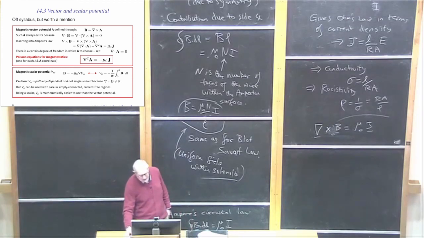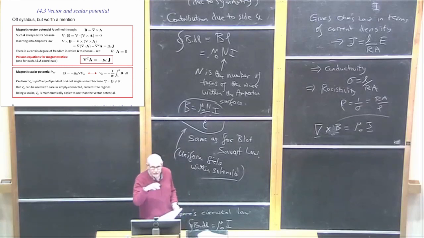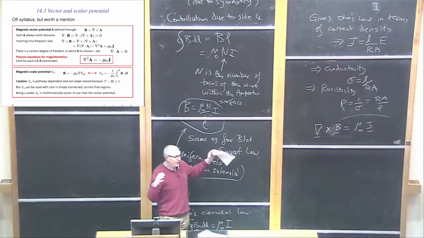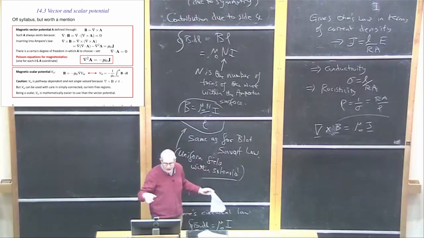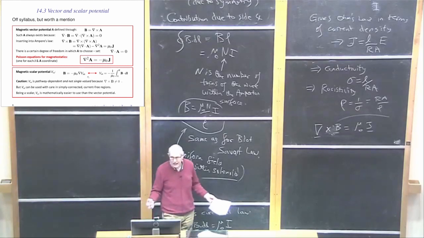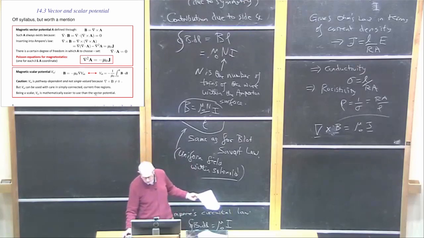Okay, and I don't want to get into magnetic scalar potential. That's going one step too far, but the vector potential is the standard one, and you can actually define a magnetic scalar potential, which can have useful applications. It makes calculations quite a bit easier.